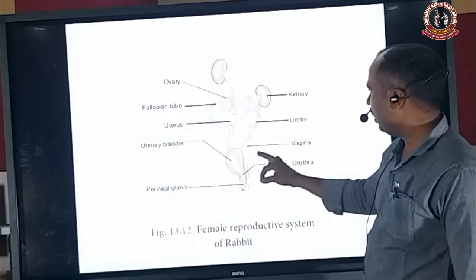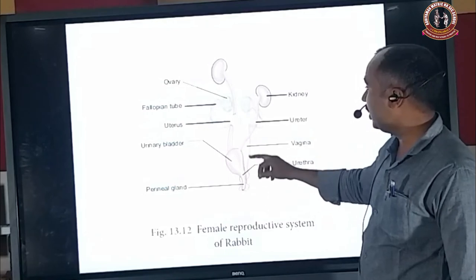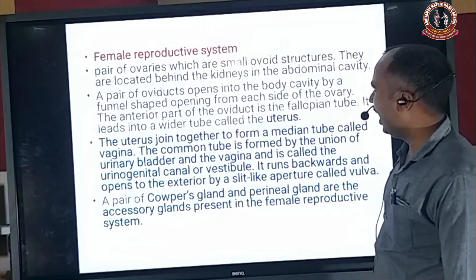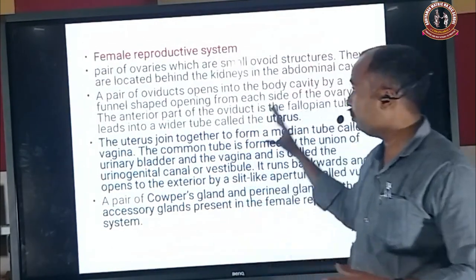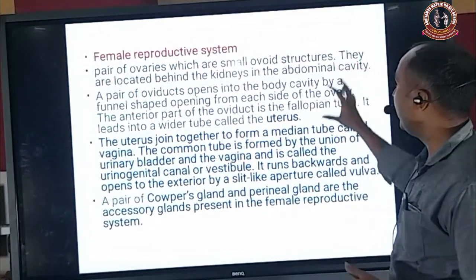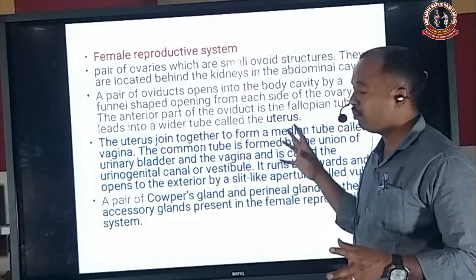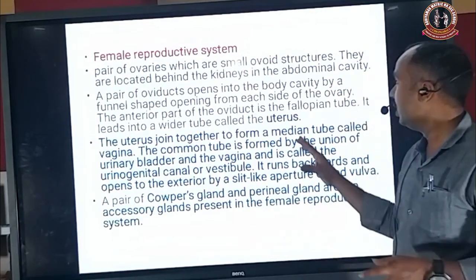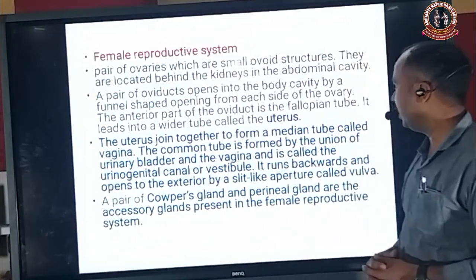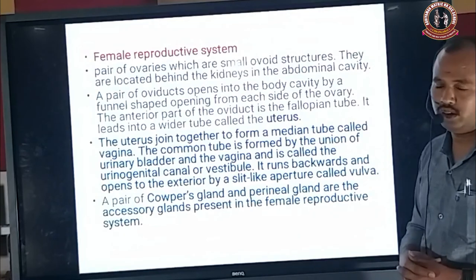Okay, and then they contain the vaginal region, through which the male gametes easily enter the female reproductive system. The female reproductive system contains a pair of ovaries, small ovoid structures located behind the kidneys in the abdominal cavity. A pair of oviducts open in the body cavity by a funnel shaped opening from each side of the ovary. The anterior part of the oviduct is the fallopian tube. It leads into the wider tube called the uterus.